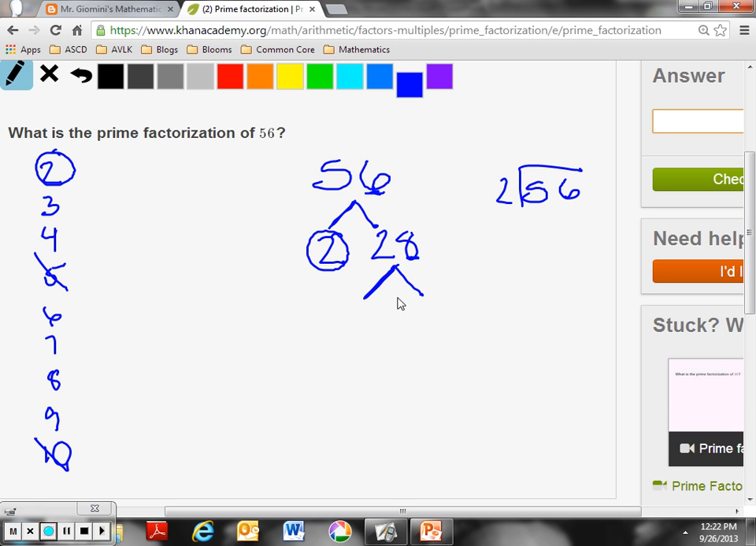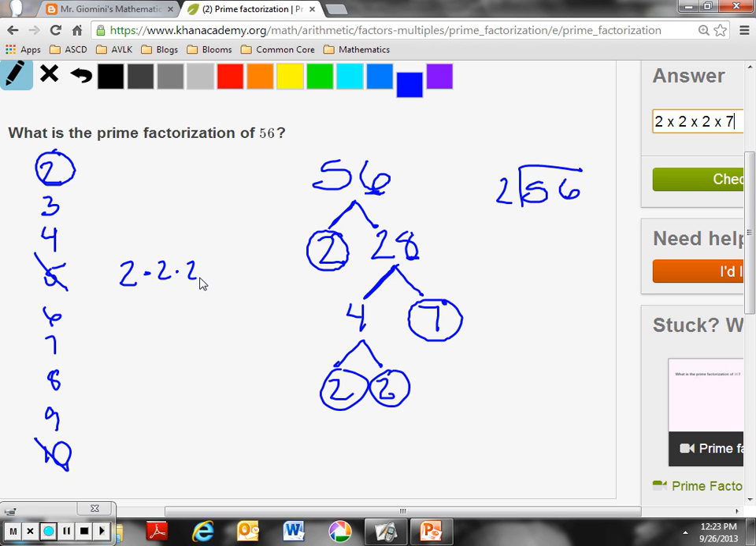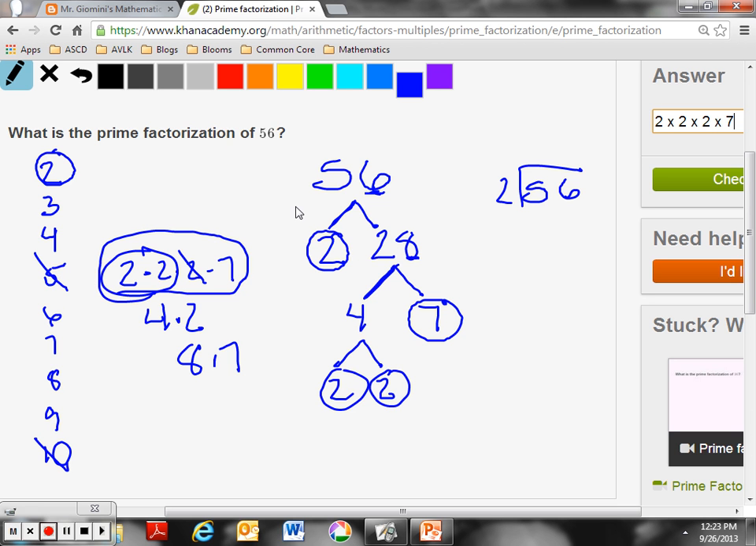I'm pretty good at multiplication, so I know that 4 times 7 gives me 28. 7 is prime because it only has two factors, 1 and 7. 4 is not prime, so I'll branch that off, and we have 2 times 2. So I'll circle those. I'm just looking at the numbers that are circled, so I go up here: 2 times 2 times 2 times 7. I can always check this by saying 2 times 2 is 4, 4 times 2 is 8, 8 times 7 is 56. So my prime factorization string should also equal 56.